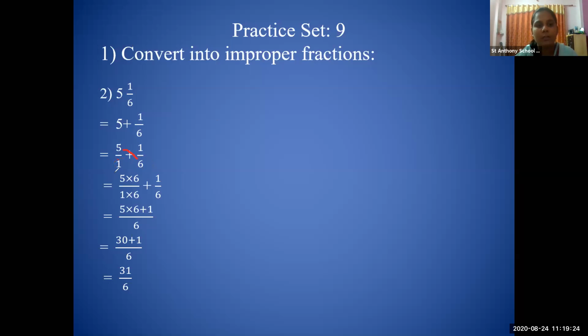अगर ये फ्रैक्शन बोला कि मुझे मेरा 5 अगर 6 के साथ मल्टीप्लाई हो सकता है तो 1 बोला कि मुझे भी 6 के साथ ही मल्टीप्लाई होना पड़ेगा, because this 5 gets multiplied with 6, cross multiplication. So if 5 gets multiplied with 6, 1 also gets multiplied with 6.